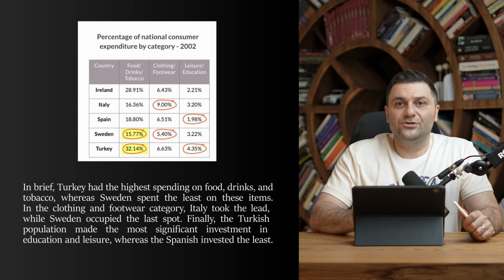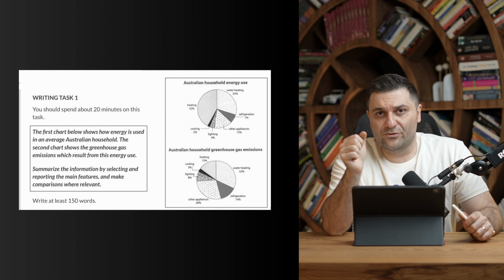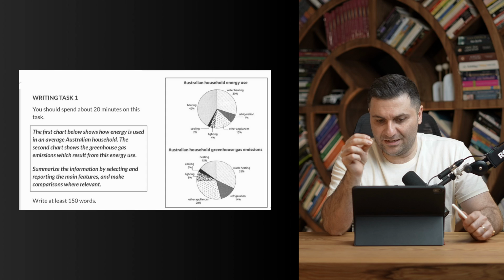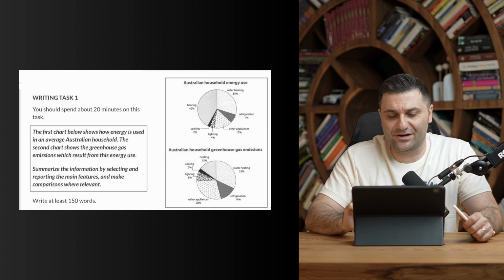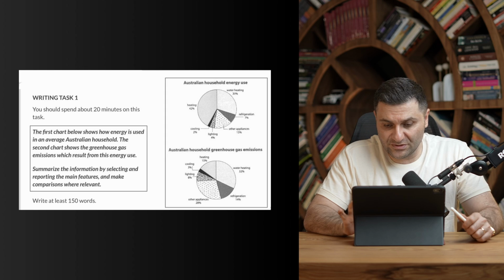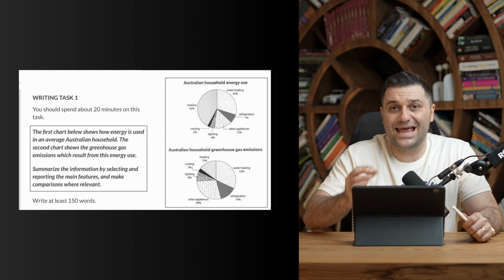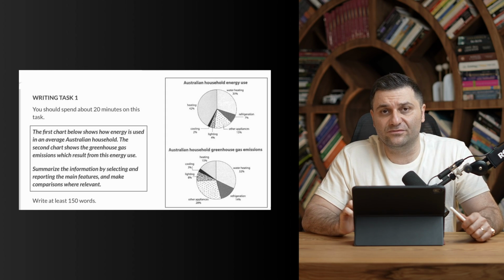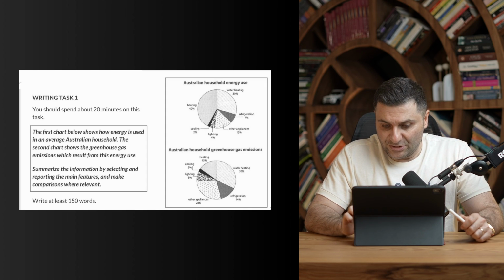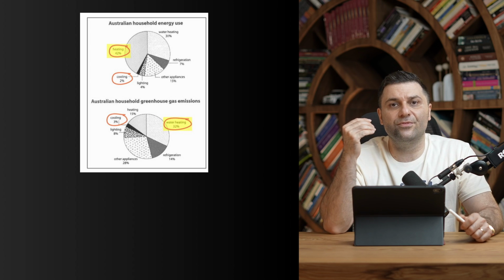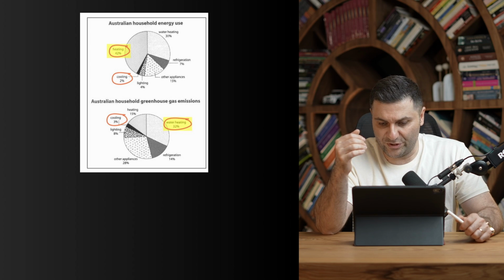Now, let's turn to another chart. As you can see on your screen, this is a pie chart, and we worked on this pie chart, right? It's about Australian household energy use and the gas emissions that result from using energy. So again here, we should write about the highest and the lowest point.